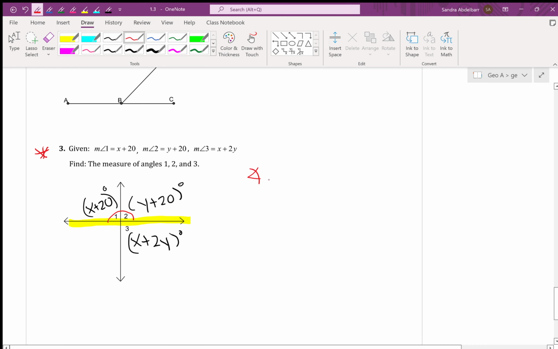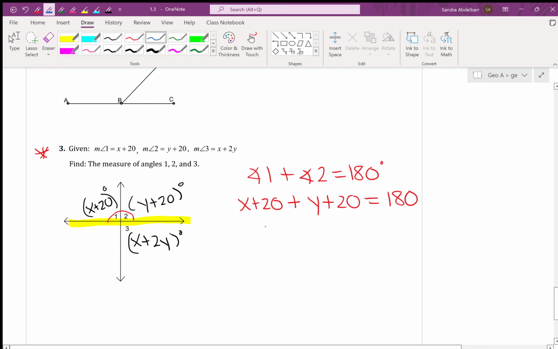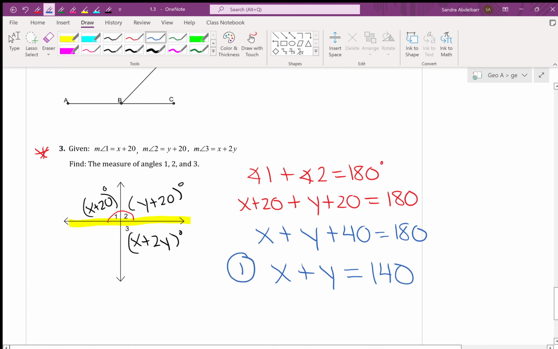So we know angle 1 plus angle 2 has to equal 180. Well, isn't angle 1 represented by x plus 20? And angle 2 is represented by y plus 20. And that's going to equal 180. Combine our like terms. We're going to have x plus y plus 40 equals 180. What do you think I'm going to do with that 40? I'm going to subtract it to the other side. So it's going to be x plus y equals 140. That is our first equation. I need another one.